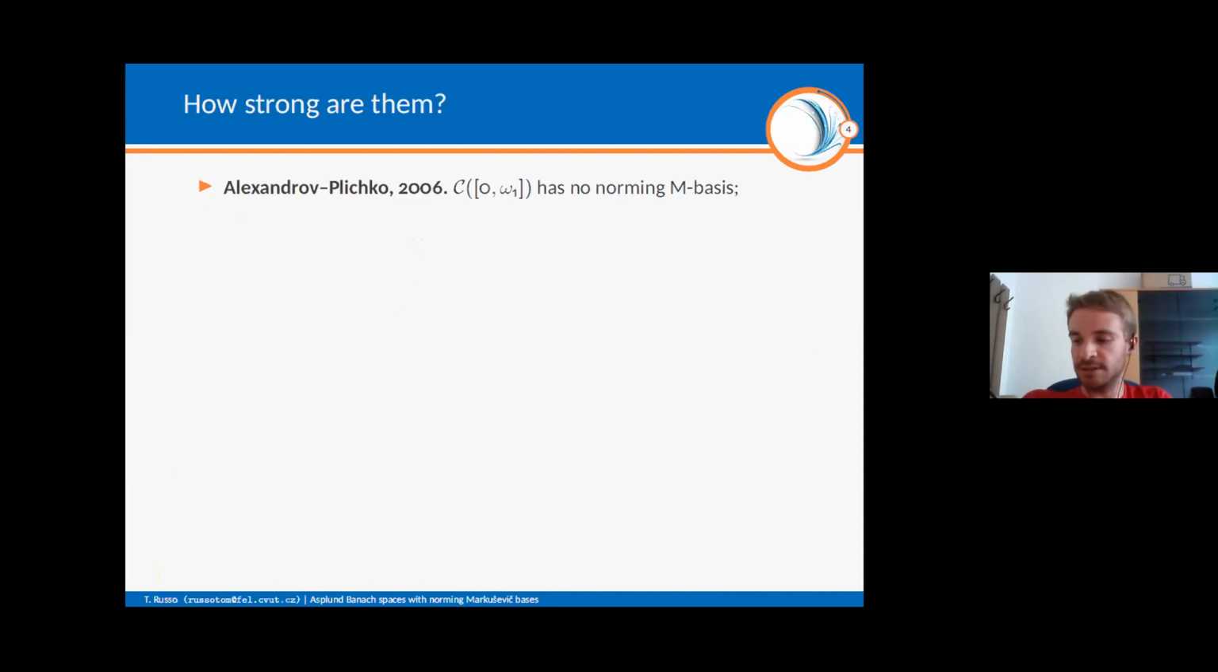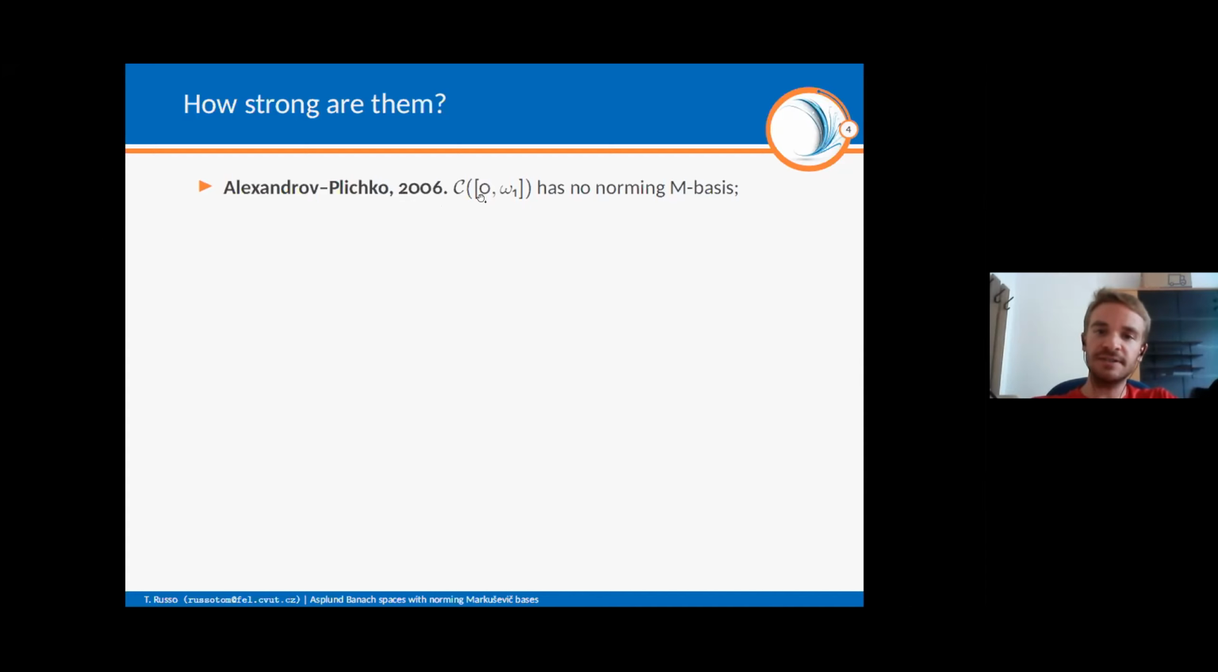So the natural question that came up when Markuševič bases were studied was how strong this notion of norming basis is. And this, of course, came along with knowing which spaces do have a norming basis and which do not. In this direction, of course, L infinity has no norming basis because it has no M-basis at all. But a more interesting result is that the space of continuous functions over the long interval [0, omega_1] was shown not to have any norming basis by Alexander and Plichko. This paper has a strange story, I would say, because it was published in 2006, but it appeared online at least 10 years before. So if you check the article, you will see that there were two refereeing procedures. So the result is much older than the paper in this sense.